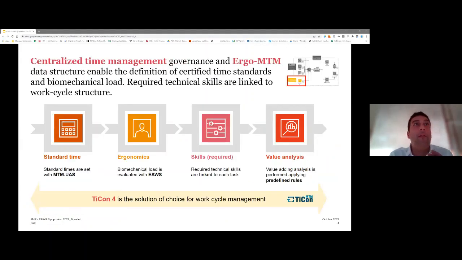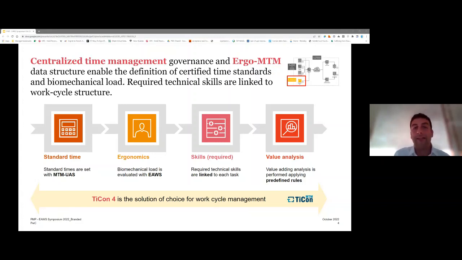The first flow not only defines the standard time for each task, but it also links additional information to the work cycle. So first of all, standard times are set with the MTM UAS or another equivalent MTM system. So we get a multi-level data structure and the typical MTM analytic approach. Biomechanical load is evaluated with EAWS, and of course, it is linked to the same structure. The required technical skills are linked to each task.